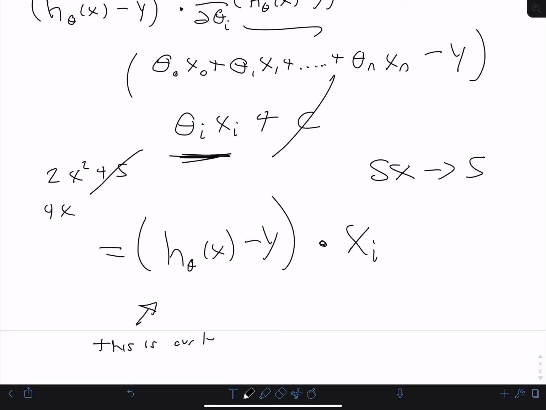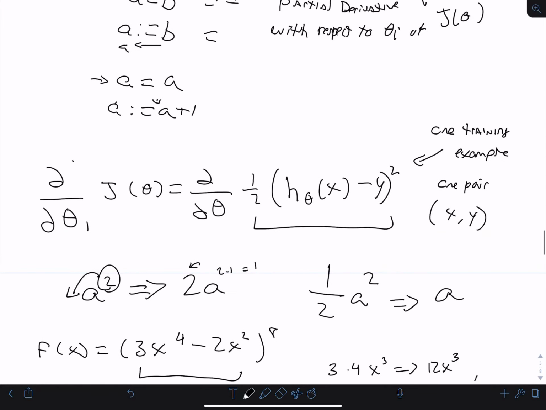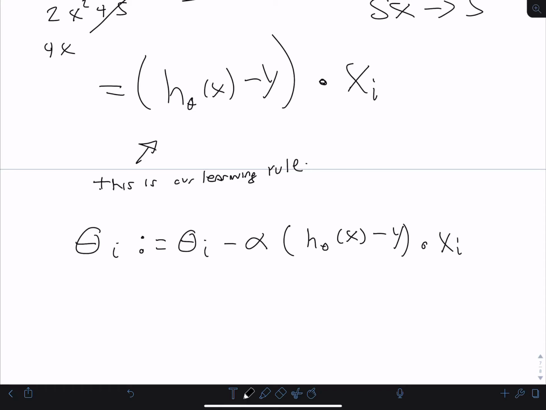So this is our learning rule. So we can go ahead and update this formula and just plug in what we solved. And again, this is your alpha. So I had a thing out here explaining how it was alpha. We already talked about that.